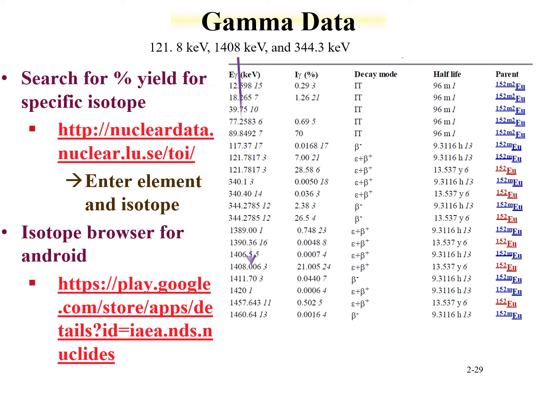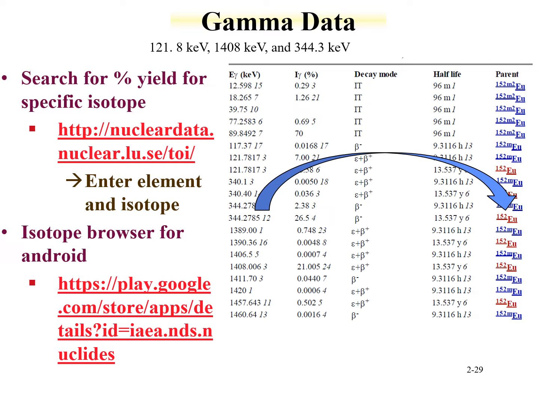The next example is for 1408 keV, which is shown here. This is fairly straightforward, and we see that the data is 21%. And then finally, the last photo peak that we were looking at was the 344.3 keV, and again we have two of the exact same values. We see that one is from the metastable state, one's from the ground state. We're interested in the ground state, and we see that that value is 26.5. So we make sure we select that one. We have 26.5. And these values are much easier to find.